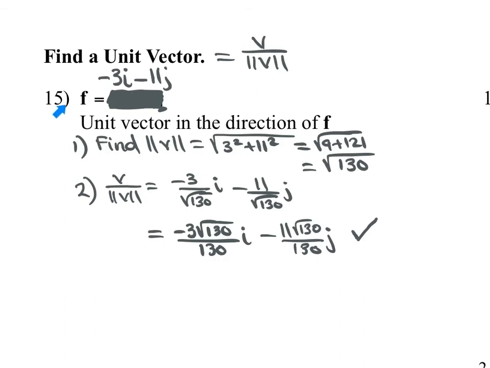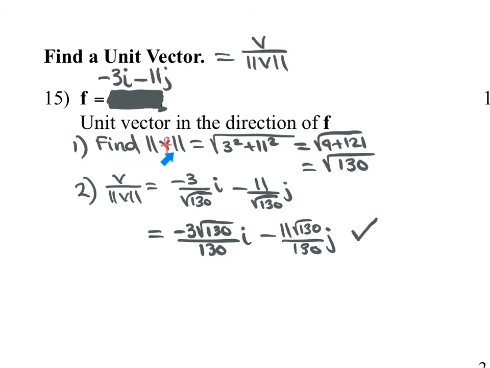And number 15, we're asked to find a unit vector. The formula for the unit vector is the original vector v divided by the magnitude of vector v. So here we have vector f, and vector f is denoted as negative 3i minus 11j.